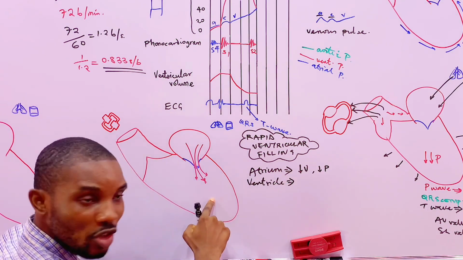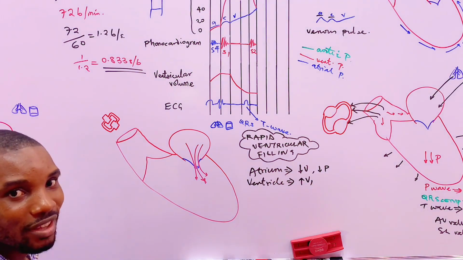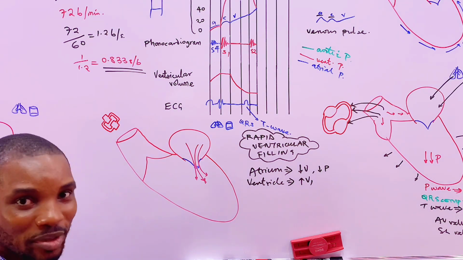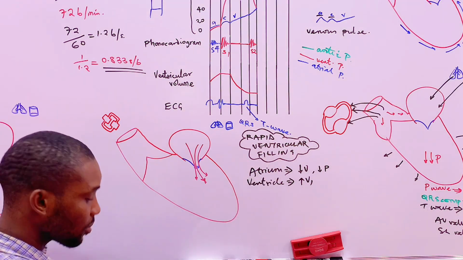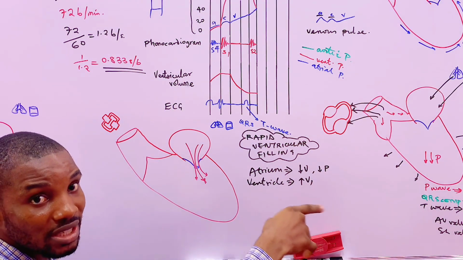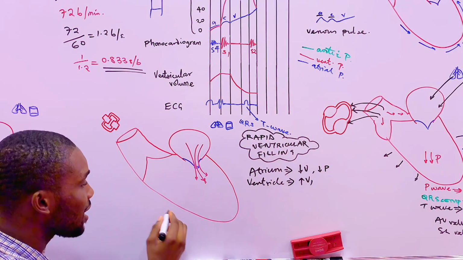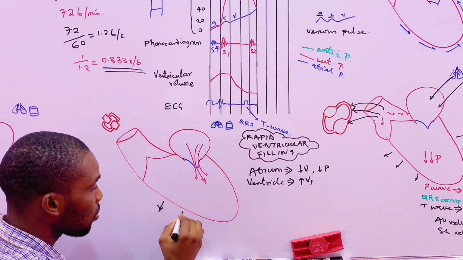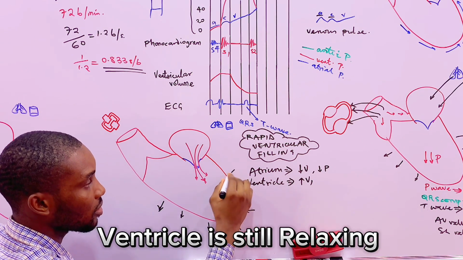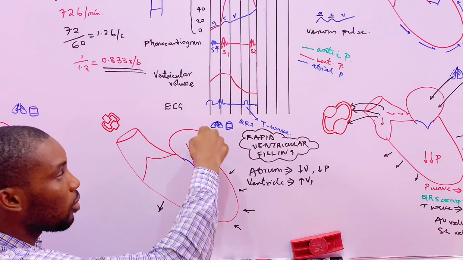Come on, tell me the volume, is it increasing or decreasing? The volume is increasing. How about the pressure? I'm sure you'd be tempted to tell me that the pressure is increasing. But let me tell you something. In this ventricular filling, remember that the ventricular relaxation started in the previous phase, the isovolumic ventricular relaxation. But in this rapid ventricular filling phase, the ventricle was also relaxing. The relaxation has not stopped. So as the ventricle is relaxing, blood is still entering.